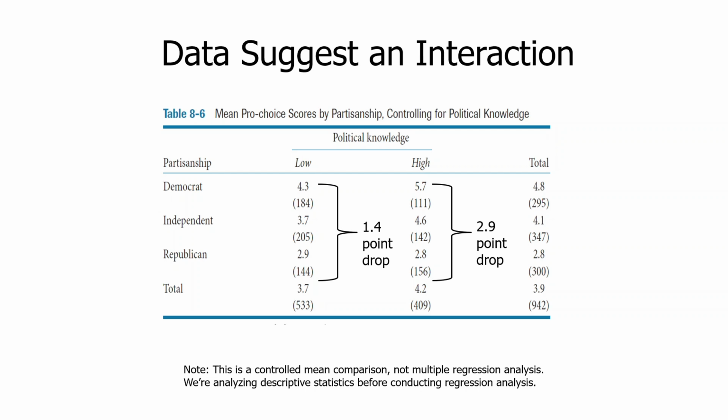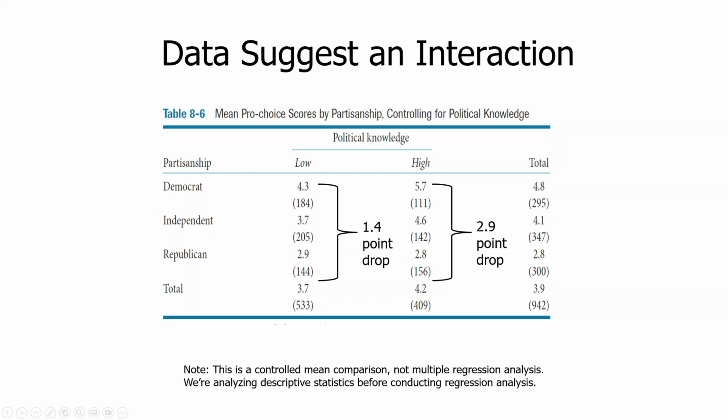You might also notice that the effect of knowledge for Democrats is rather pronounced. Democrats go from low knowledge to high knowledge, and their scale scores go from 4.3 to 5.7, about a point and a half increase. If you look down here at Republicans, the effect of knowledge is virtually nothing, 2.9 to 2.8. So the effect of knowledge depends on partisanship, and the effect of partisanship depends on knowledge. We have a lot of interaction going on in this data.